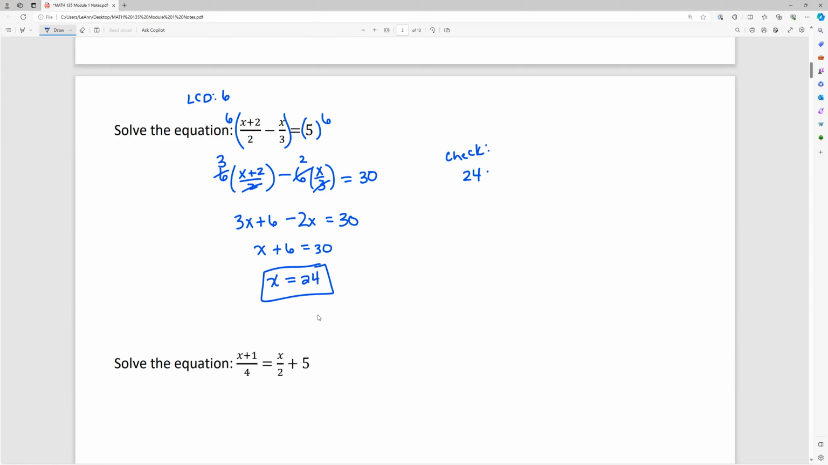This is 24 plus 2 over 2 minus 24 over 3 equals 5, plugging it back into the original equation. That would be 26 over 2 minus 24 over 3 equals 5. So that is 13 minus 8, which does equal 5. So it does check out. So you can always do those checks, remember I said, to make sure you've got the correct solution.